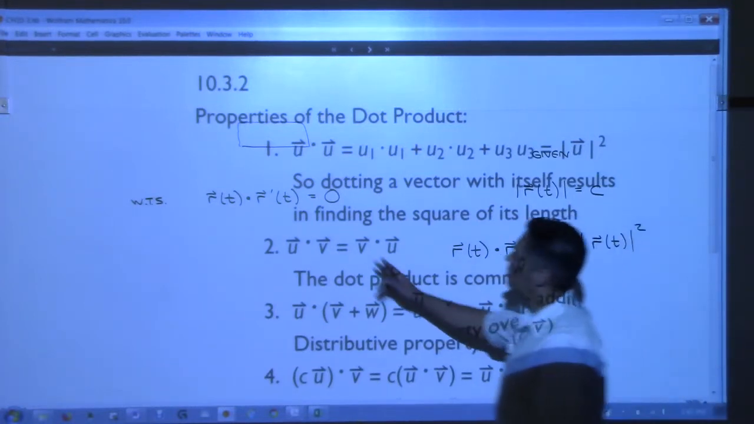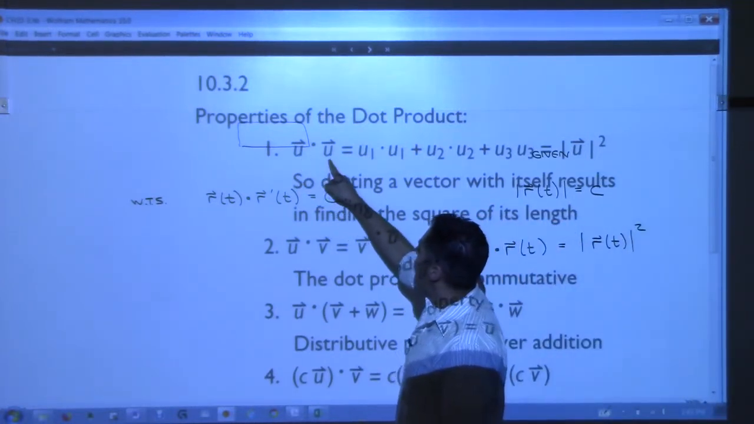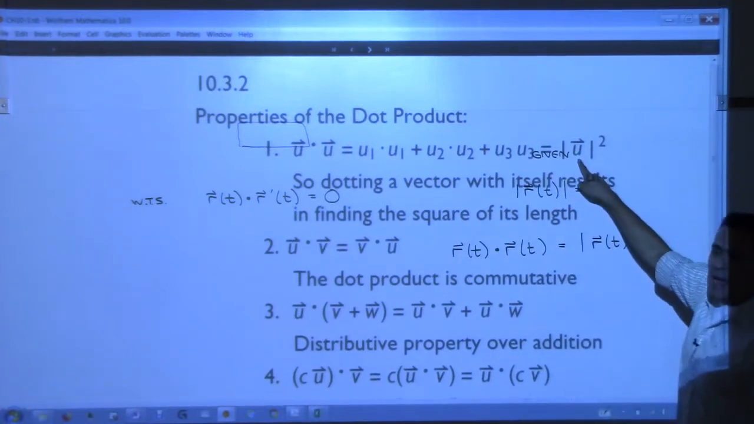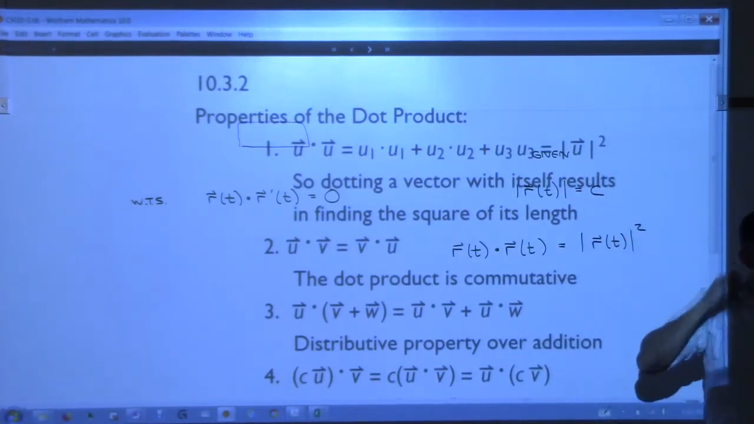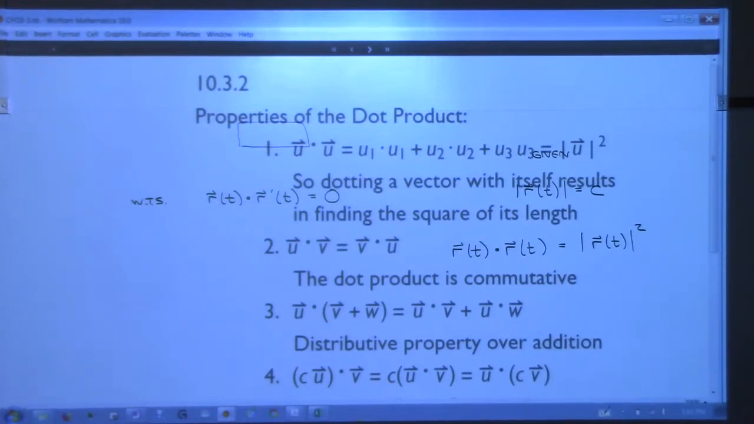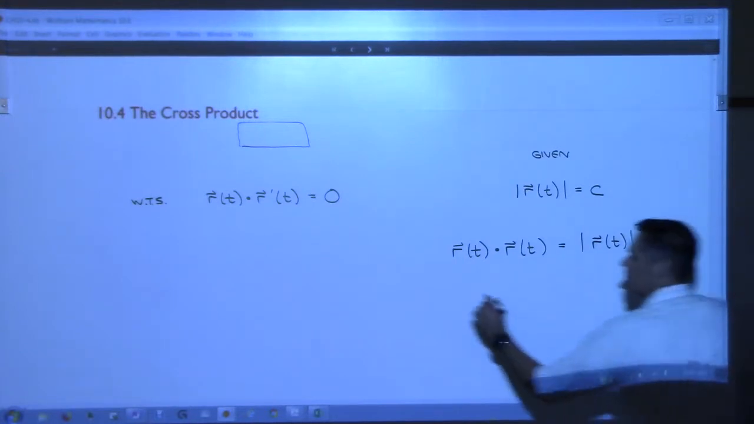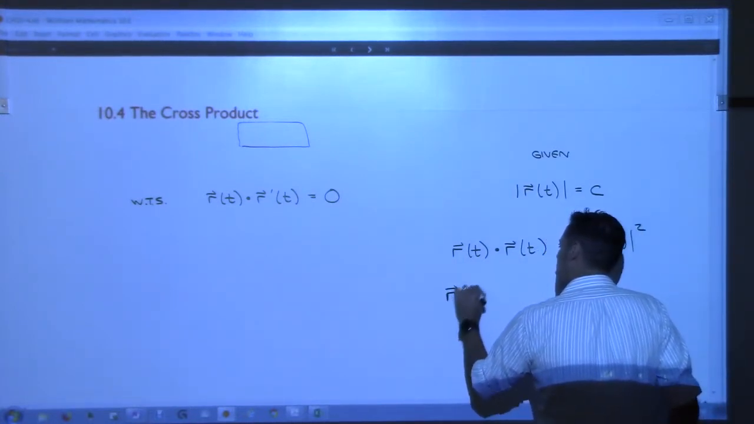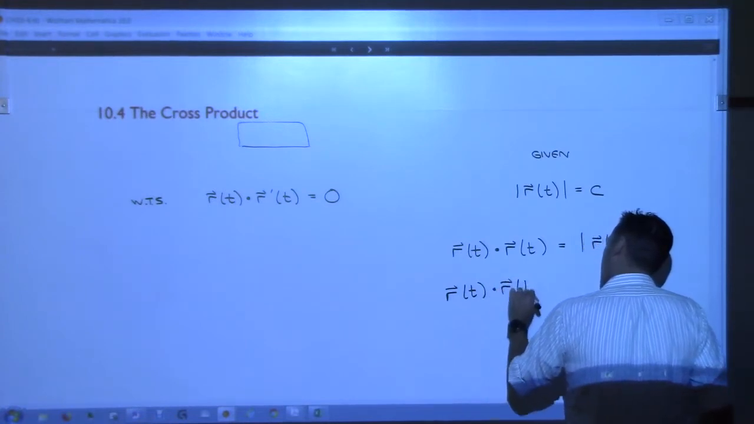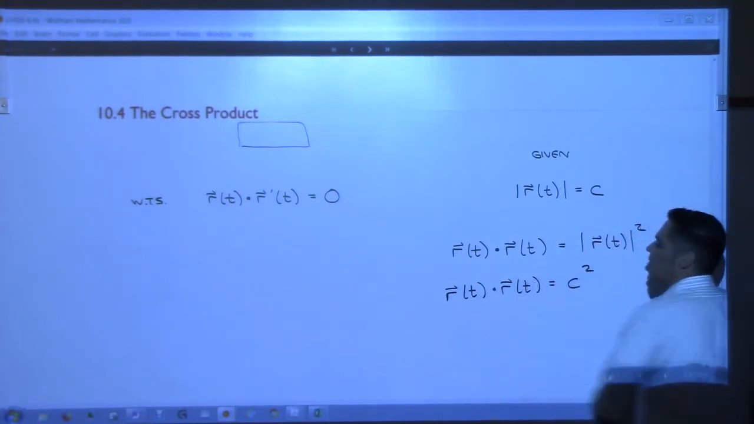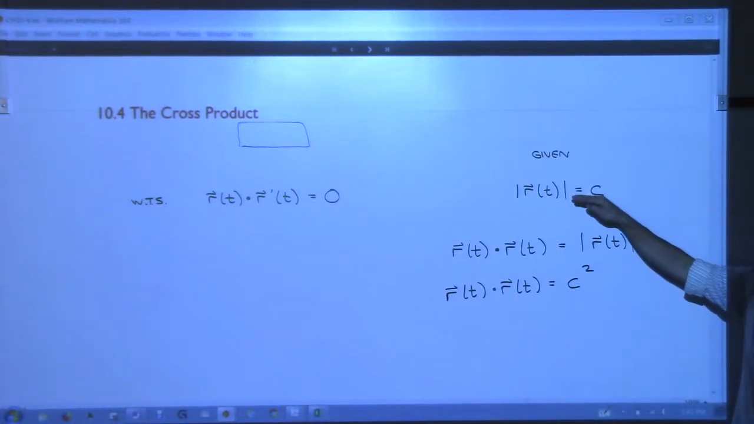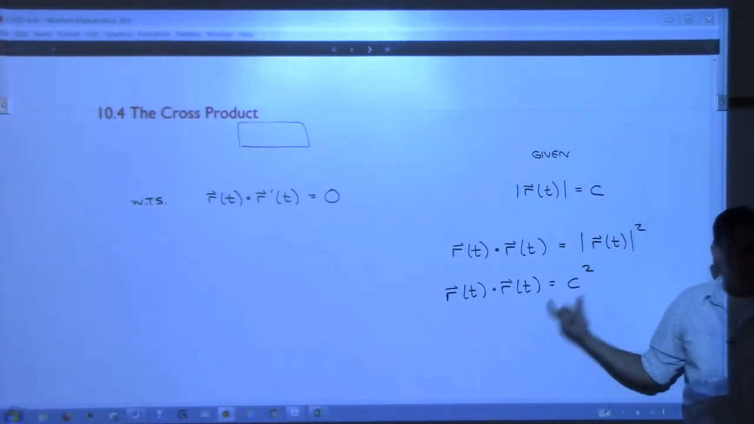First property of dot products: any vector dotted with itself is equal to the magnitude of the vector squared, right? Agreed? So that is legitimate for me to write down, isn't it? And what would be the magnitude of the vector squared? C squared. Okay, so is everything here legitimate? All I'm starting with is this, and then I'm realizing that this is true.